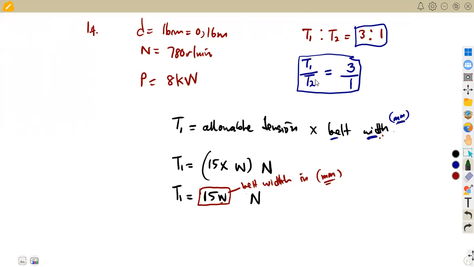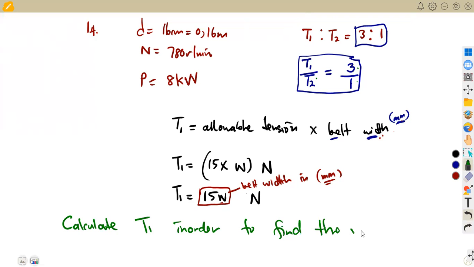This one is a ratio. T1 over T2 is 3/1. So from this ratio, let me write this so that I do not take you away. We are going to calculate T1 in order to find the value of W in this case, where W represents the width of the belt.